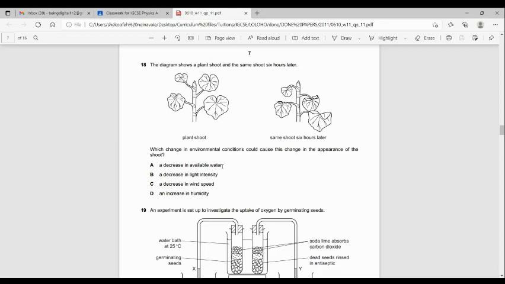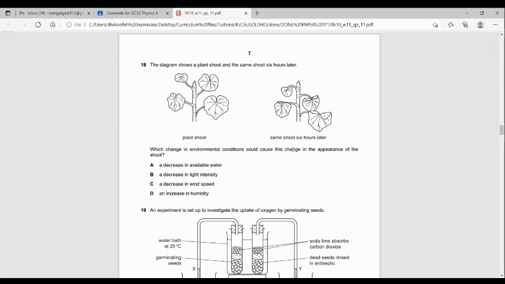But that's the only one, the water availability. If it decreases, I mean, you give less water to the plant and there is less access to the water by the plant, it means that it loses water and also it becomes wilted. So the answer is A.